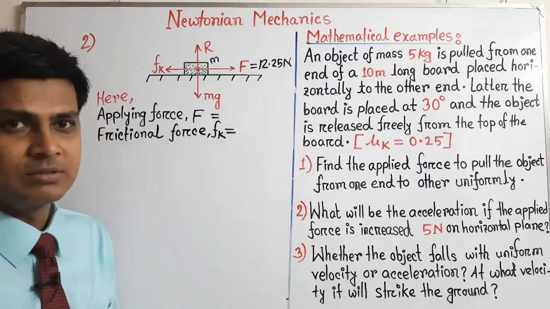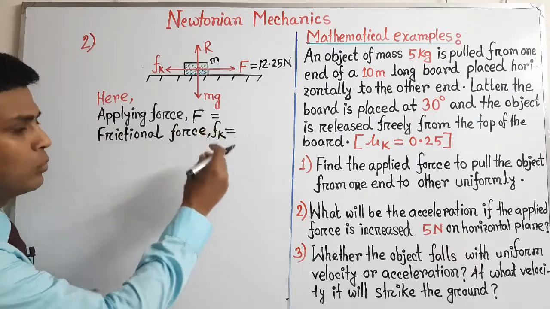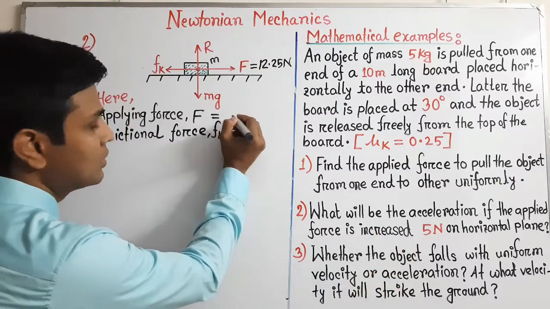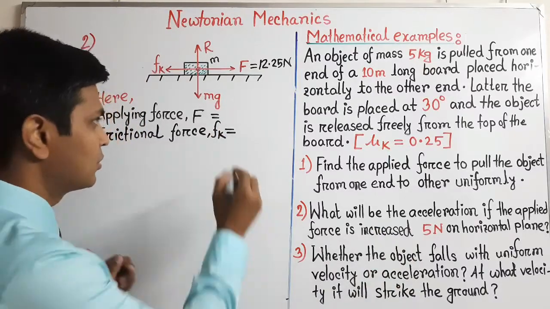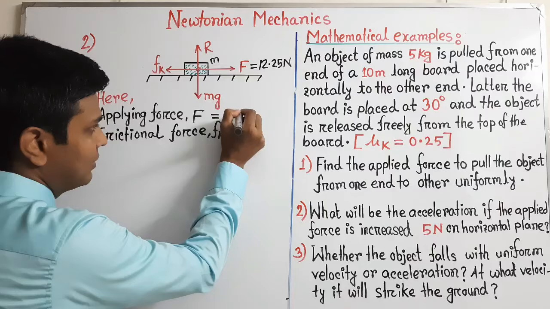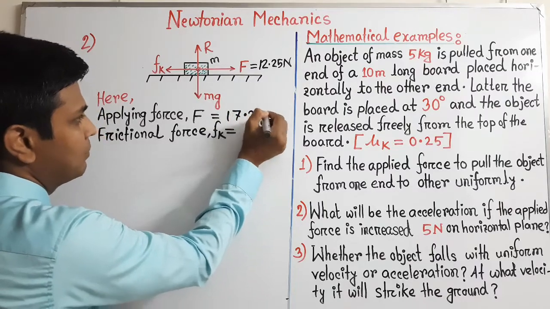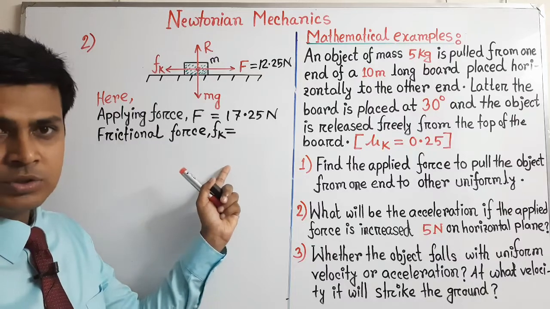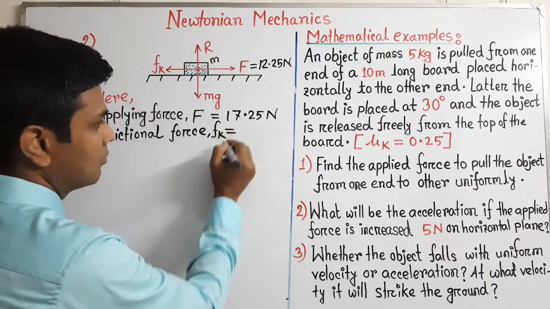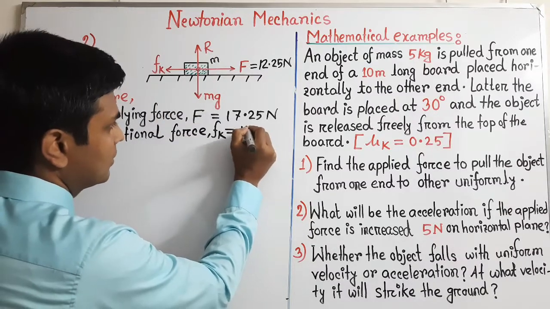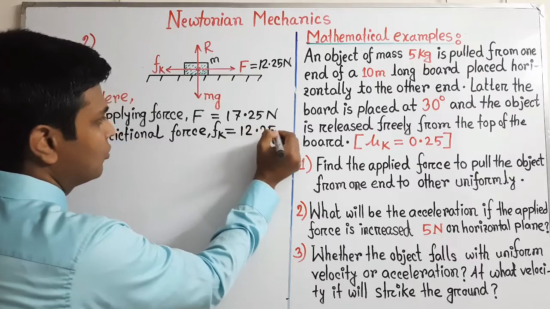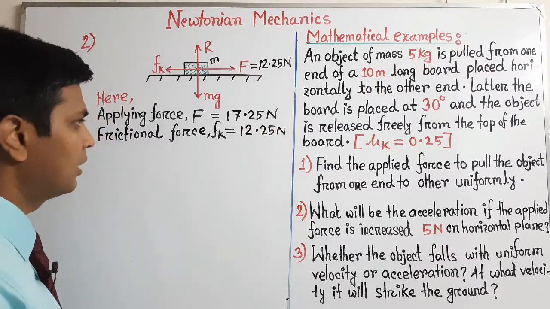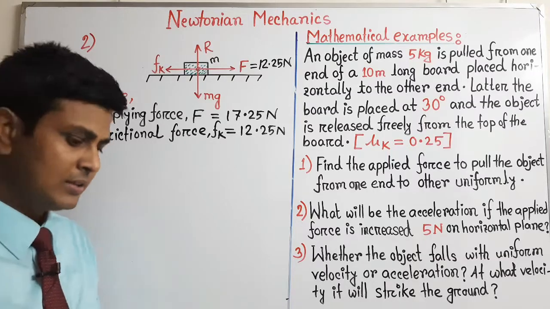So we have to calculate the acceleration. When we increase the force by 5 Newton, what will the total applying force be now? The total applying force will be 17.25 Newton. And we already calculated the frictional force in question number 1 as 12.25 Newton. Now what we have to do is calculate the effective force first, then calculate the acceleration.